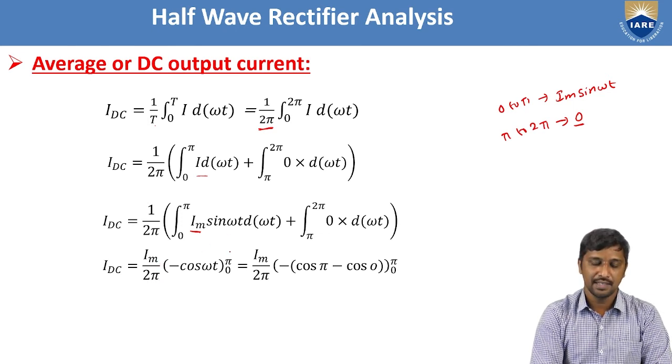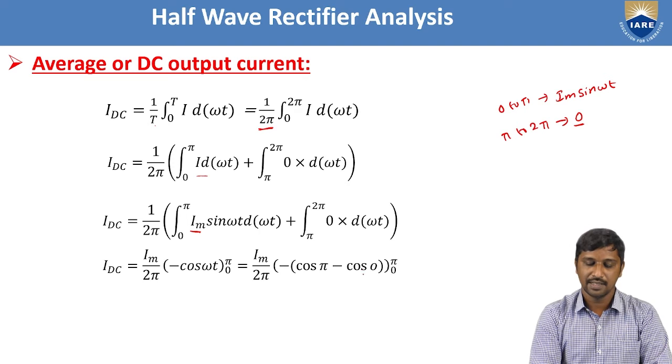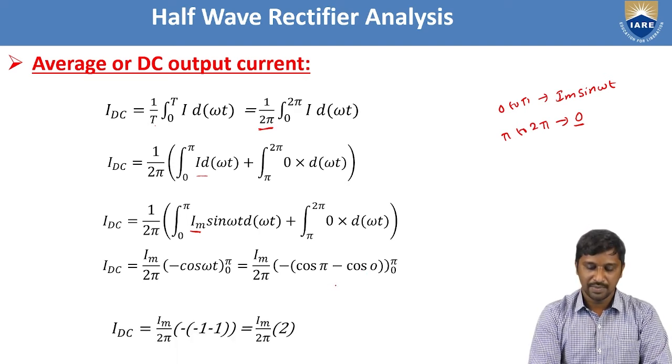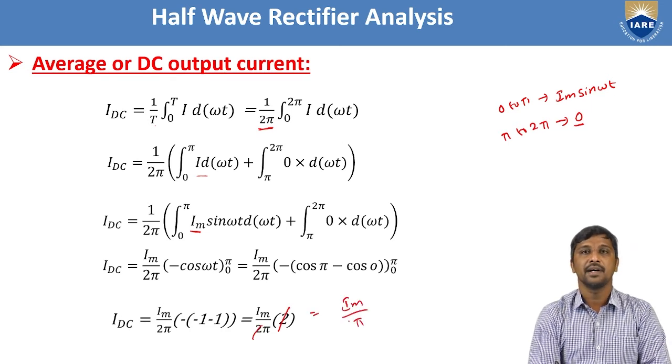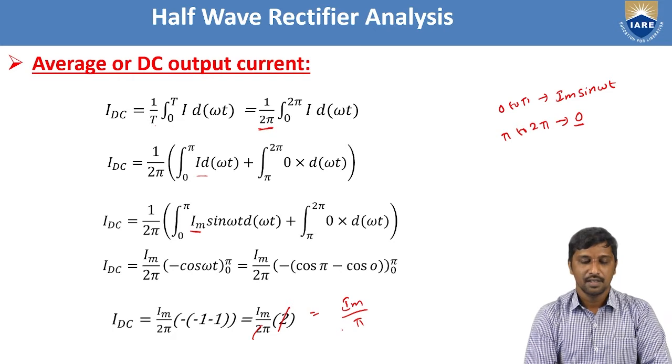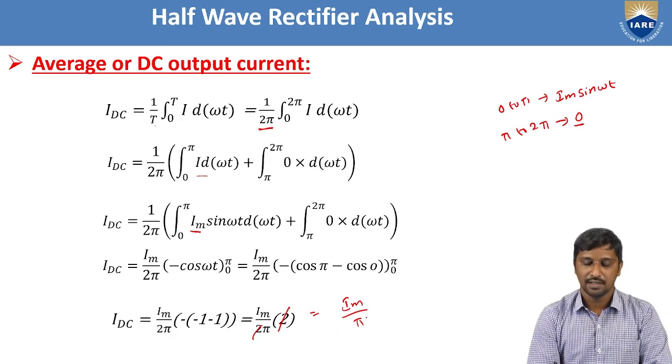The integral of sine is minus cos. Then apply the limits 0 to pi. So, Im by 2 pi, this is minus of cos pi minus cos 0. If you apply the limits, cos pi is minus 1 and cos 0 is 1. Then after simplification, we get Im by 2 pi into 2. This 2 gets cancelled, then it is represented as Im by pi. So, the average or DC output current is represented as Im by pi.